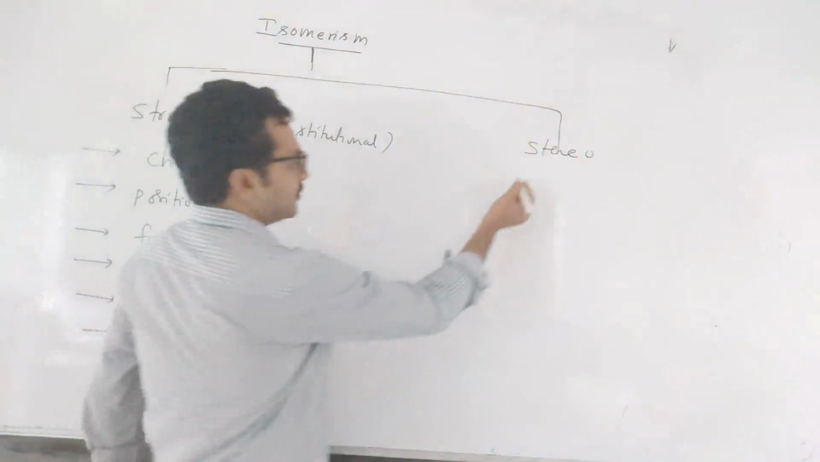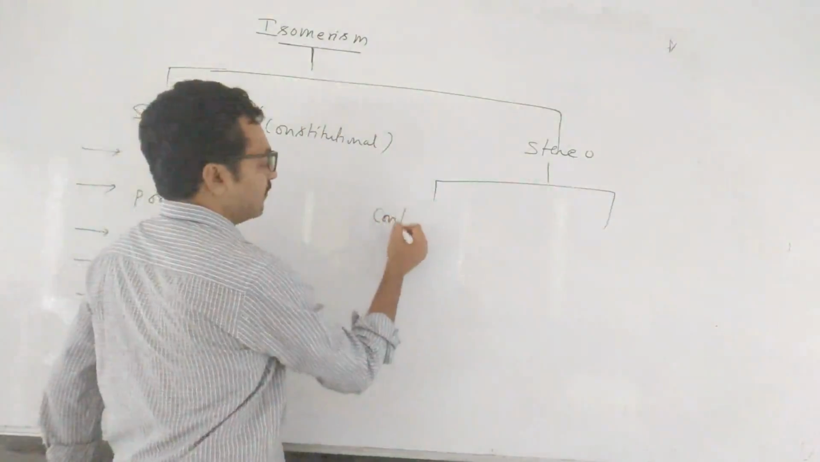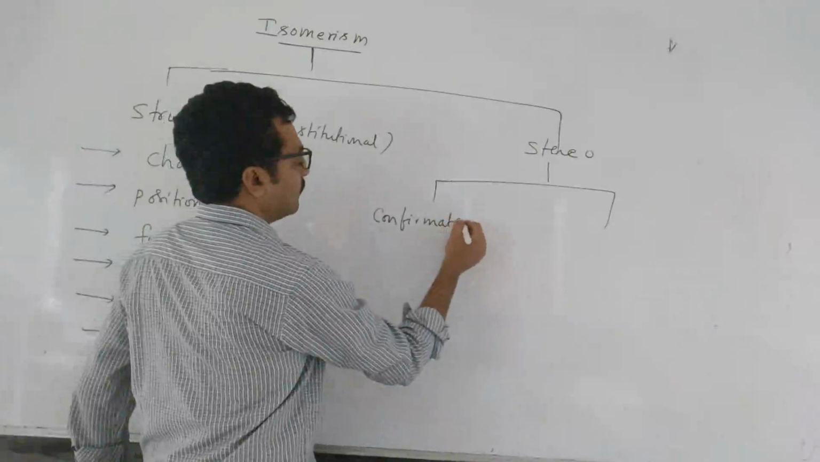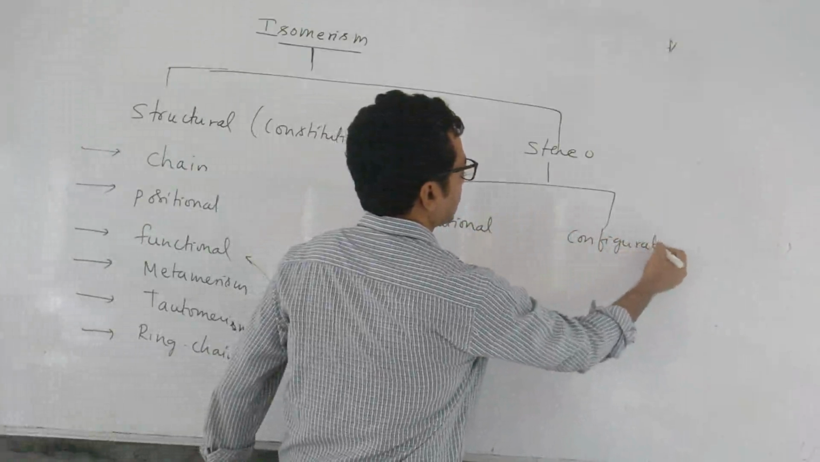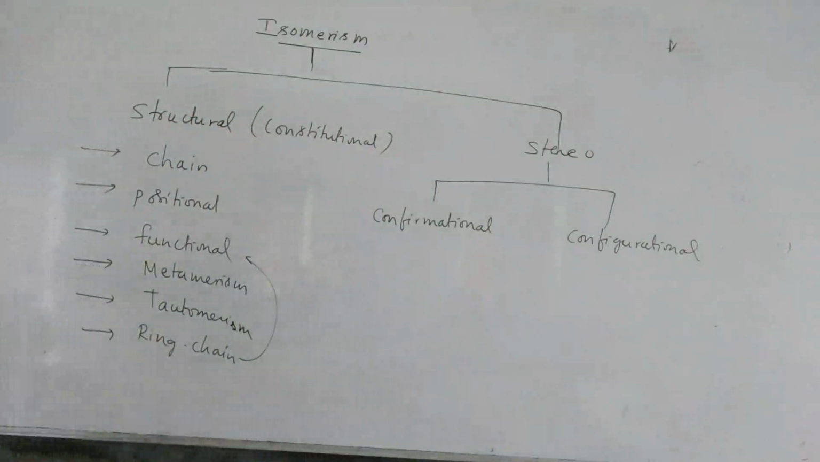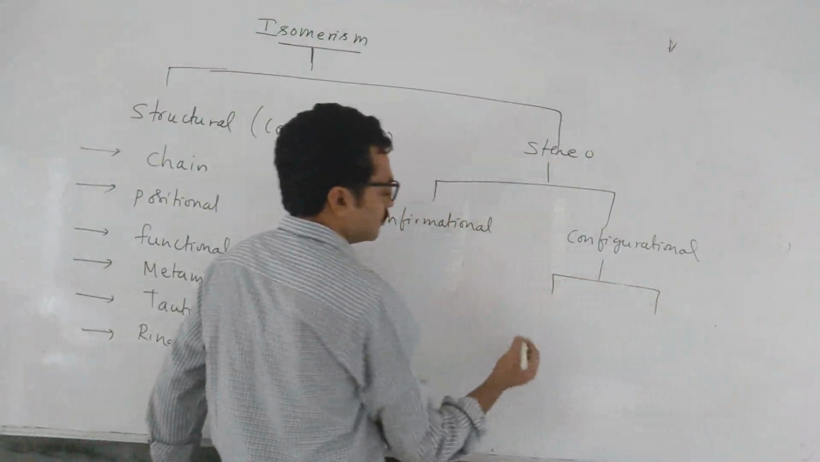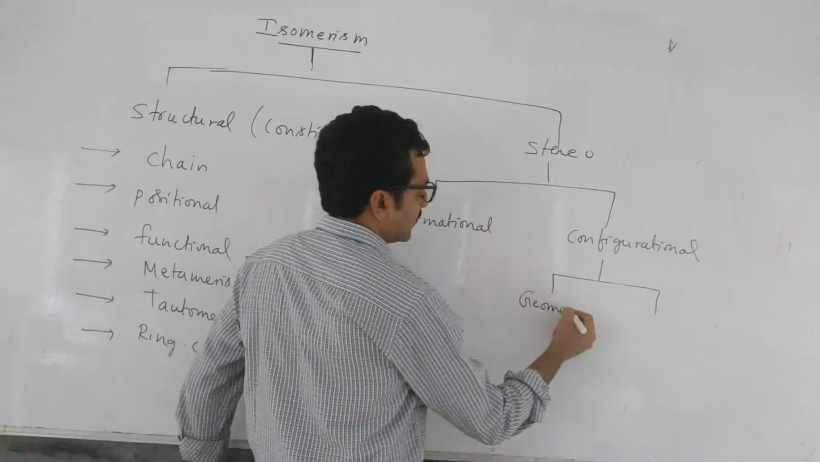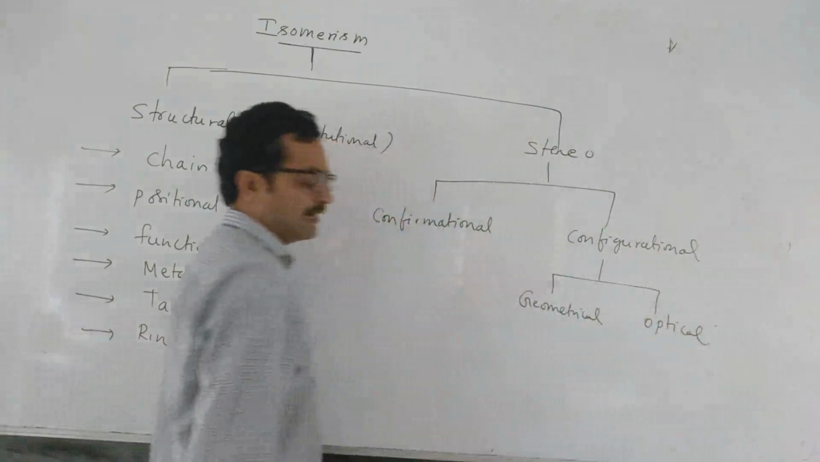So now, stereoisomerism is again classified into 2 types: conformational and configurational. This configurational is again classified into 2 types: geometrical and optical. I'll tell one by one what is it.